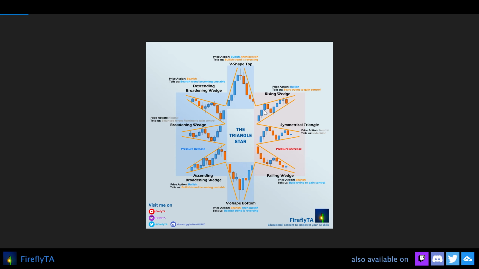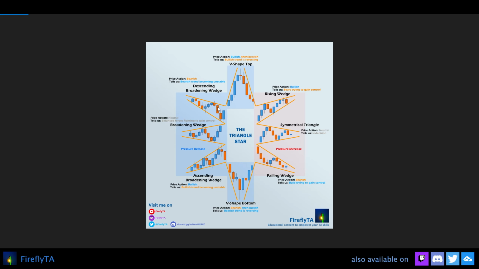And it's also happening in a rising wedge. These are the three pressure increasing triangles. Then we have five pressure releasing triangles. The opposite to the rising and falling wedges are the descending and ascending broadening wedges.